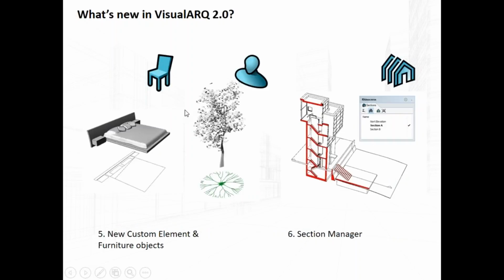Also, we have added a couple of new objects, which are the furniture and the element object, that have the advantage that they can have two different representations when they are shown in 3D or in plan views. Of course, the furniture object is aimed at furniture elements, and the element object is aimed at any other object. It could be a tree, a street light, a human figure, anything else.